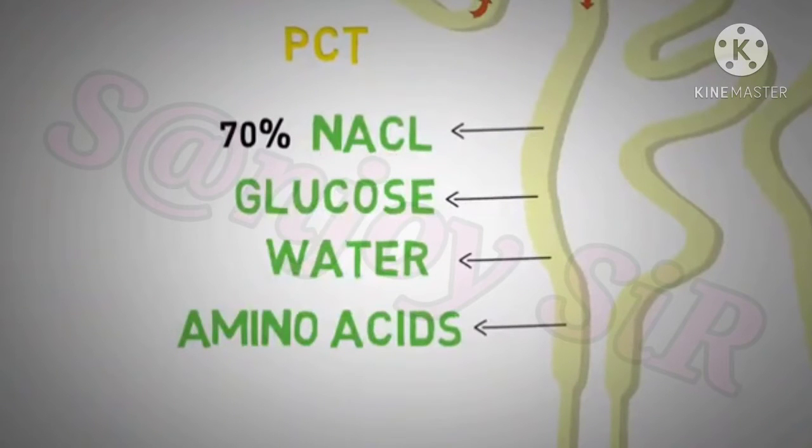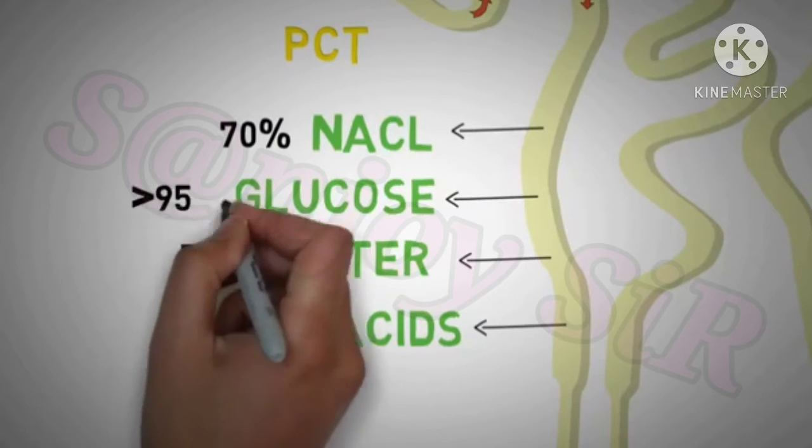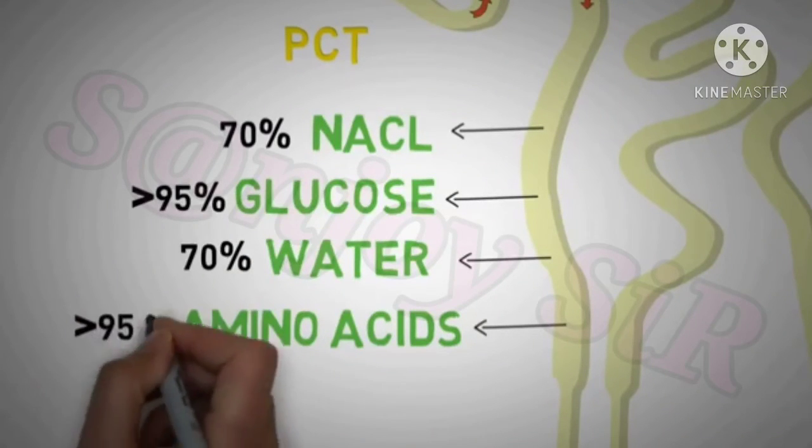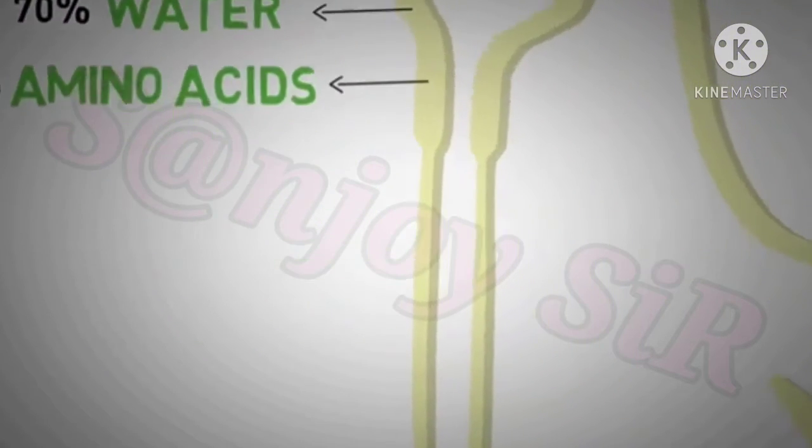Now, about 70% of sodium chloride gets reabsorbed in the proximal convoluted tubule, and the same 70% of water gets reabsorbed here. And more than 95% of glucose and amino acids get reabsorbed in the proximal convoluted tubule.